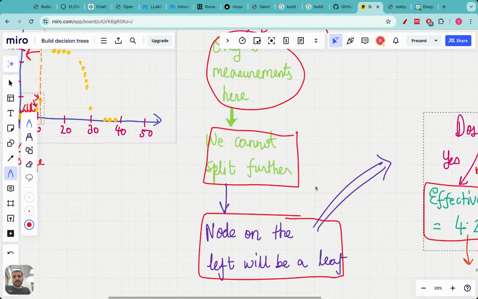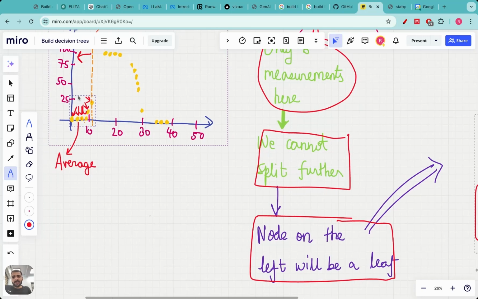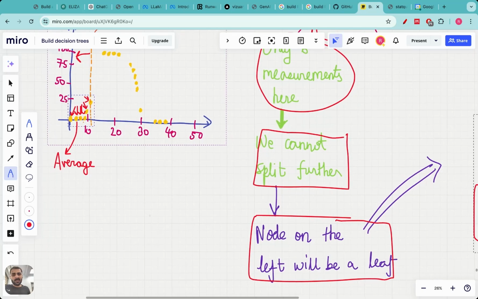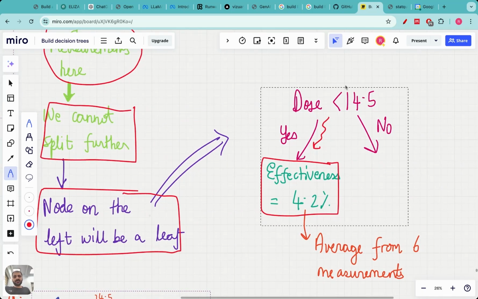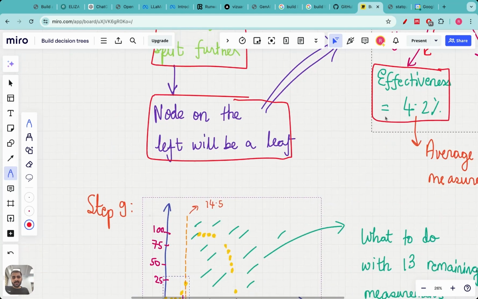Why 4.2? Because you take these six measurements and you take their average, and it turns out that the average of these six measurements is equal to 4.2. So up till now we have reached this stage where dose is less than 14.5 in the yes category. The effectiveness is equal to 4.2%. In the no category, let's see what happens.